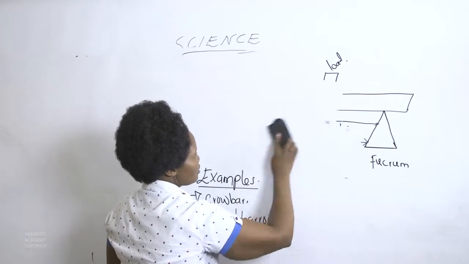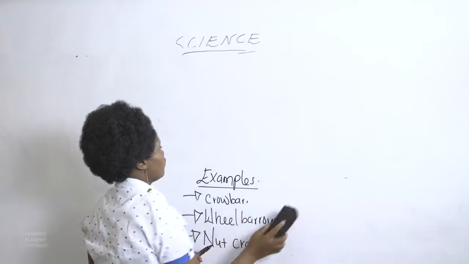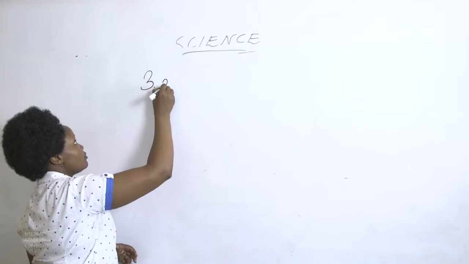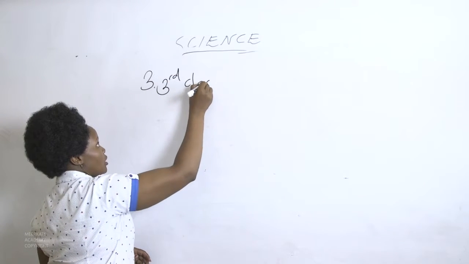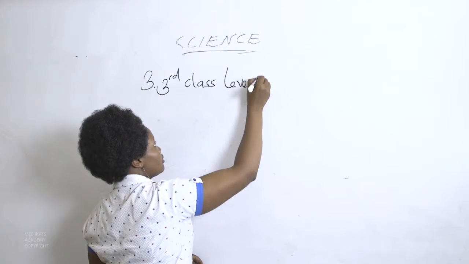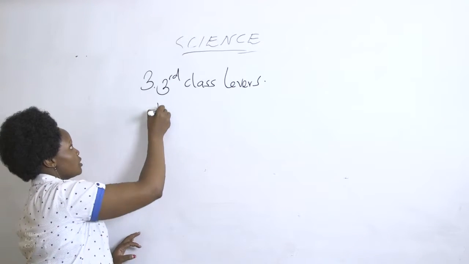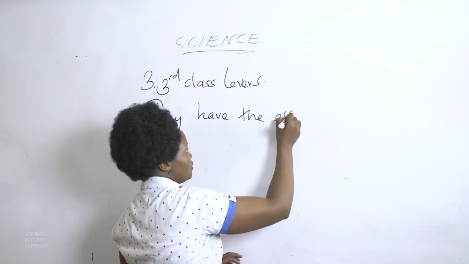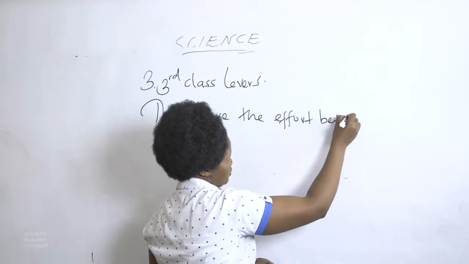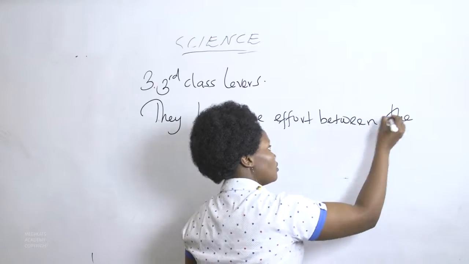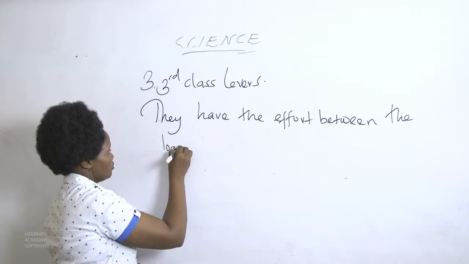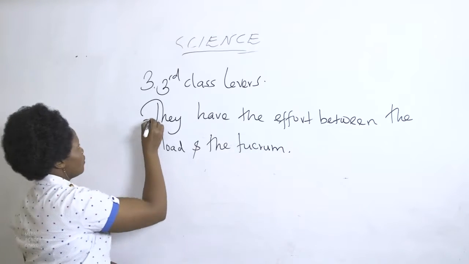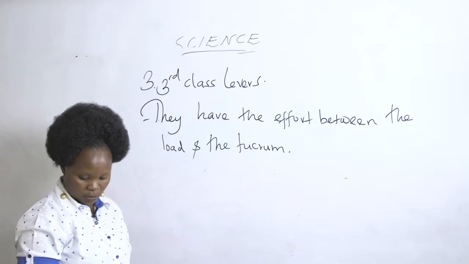Now, we have the last class, which we call the third class levers. These ones have the effort between the load and the fulcrum. They have the effort in between them.